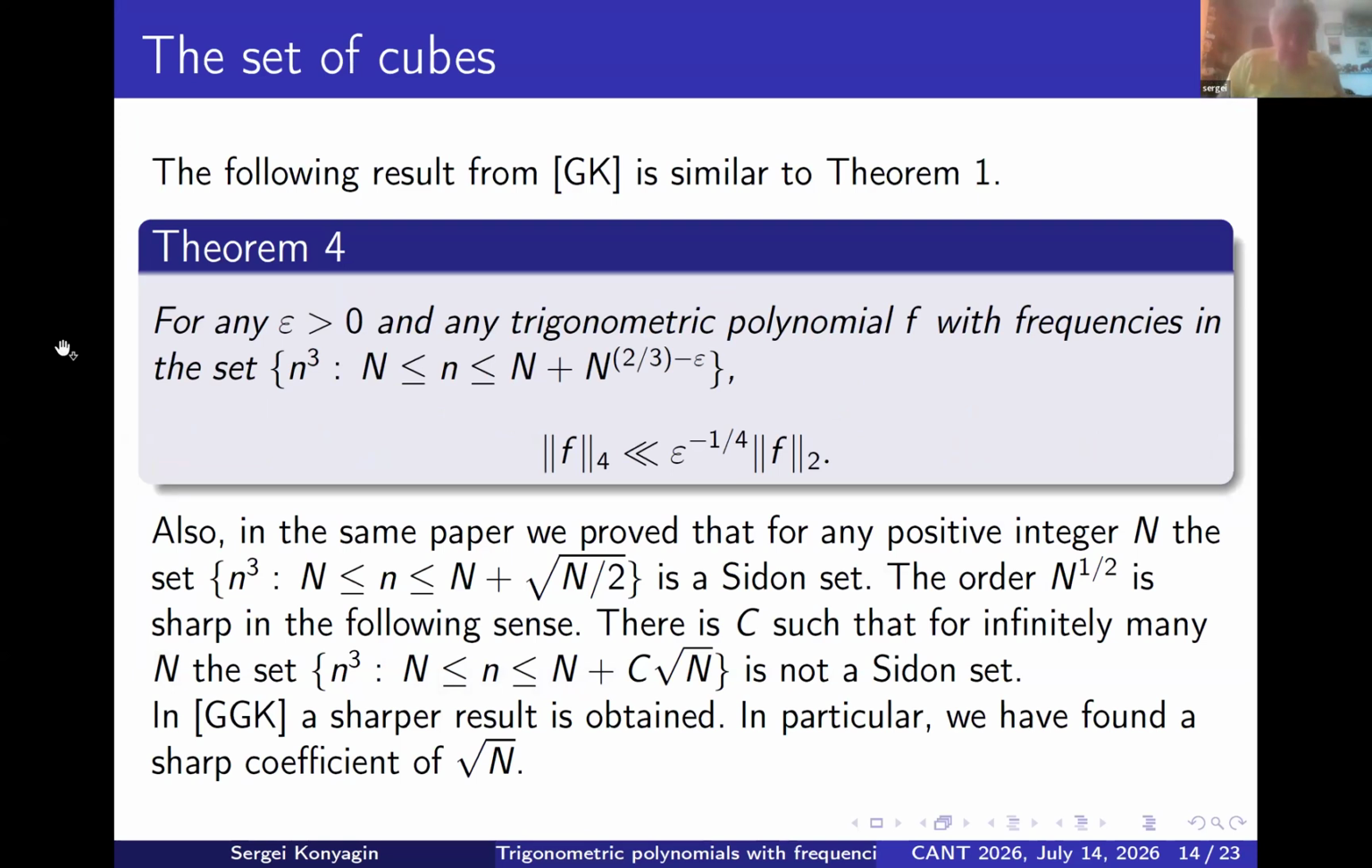I did not tell you about this, that in the same paper we proved something about Sidon sets: if you take a segment of size square root of n over 2, it is a Sidon set. But if we increase the constant c and take the segment from n to capital N plus c square root of n, and c is a large constant, then sometimes for some n, this set is not a Sidon set.